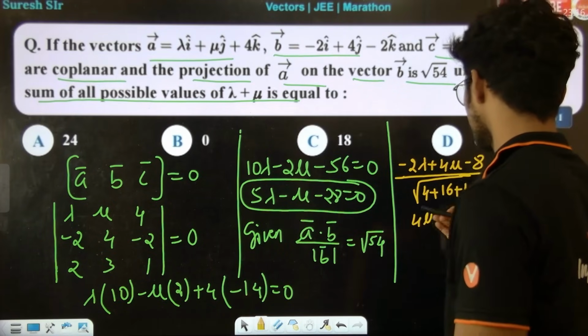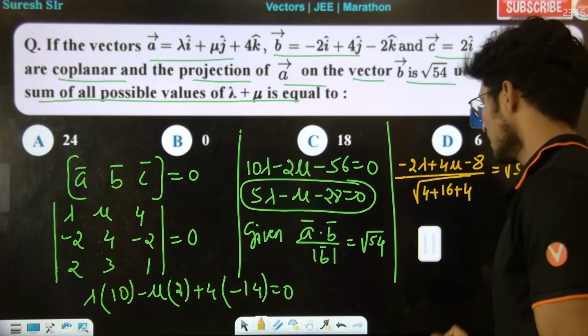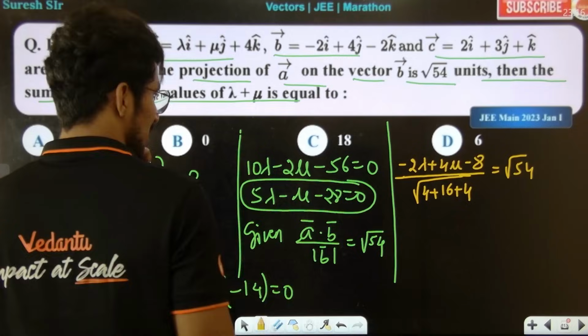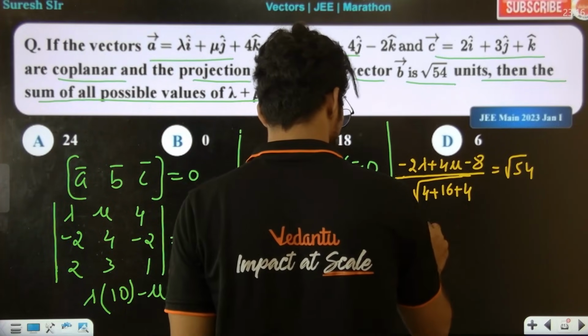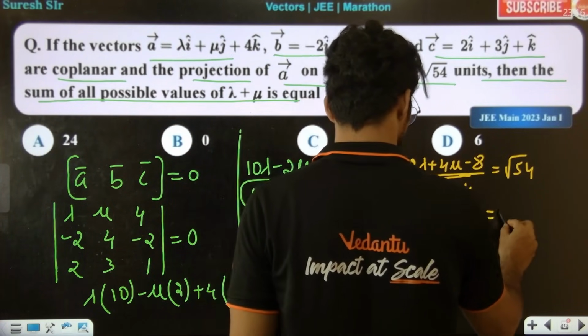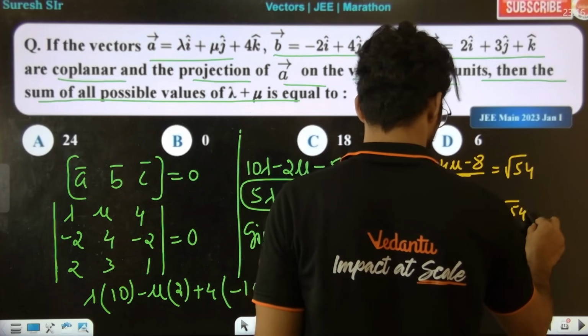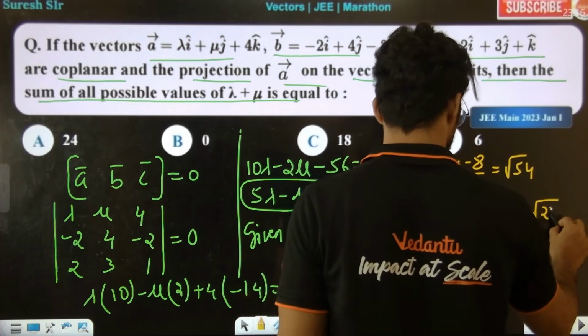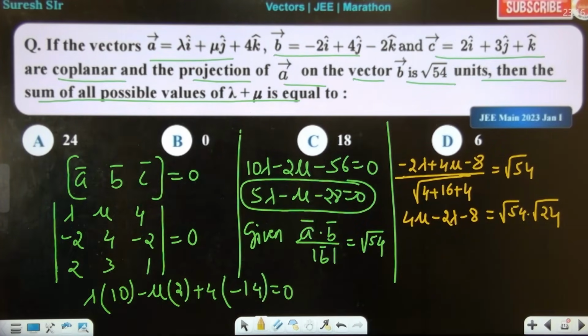So 4 mu. So tell me here, root 54 is nothing but what? Now we'll solve these two equations. That's it. 4 mu minus 2 lambda minus 8 is equal to root 54 into root 24, sir. Root 54 into root 24. Yes or no, people? Yes, sir.